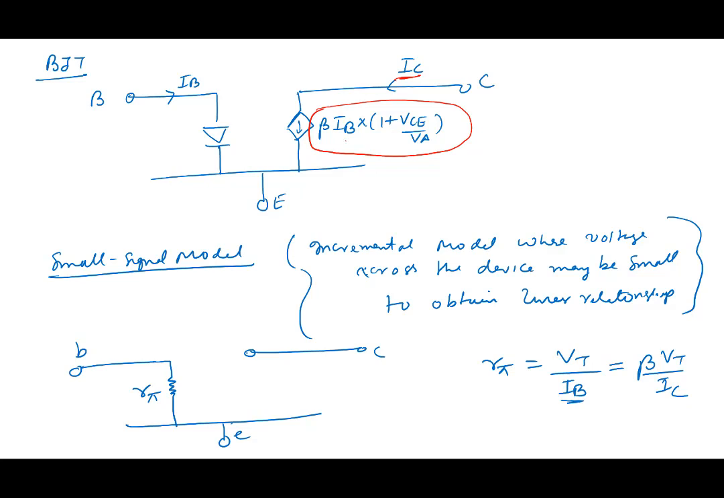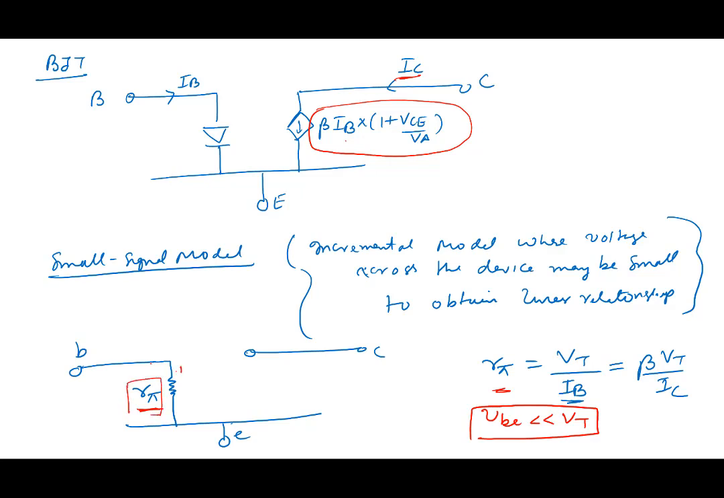Now remember, when we built an incremental model of a diode, what is the condition for this to be valid? The small signal voltage across the diode should be much less than Vt. So now note that for this to be valid, the small signal voltage VBE should be much less than Vt. That's the condition that we must obey. Then only I can replace it by R pi.